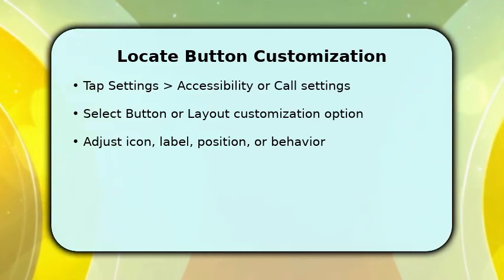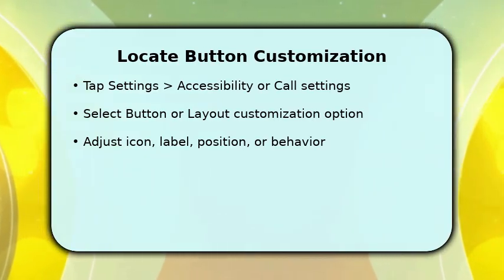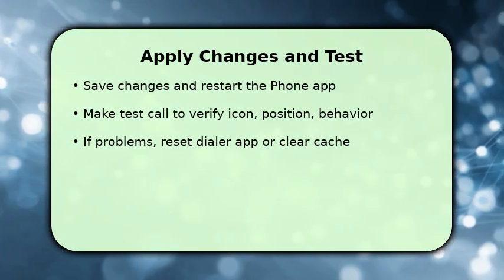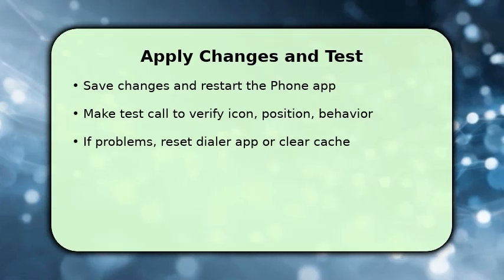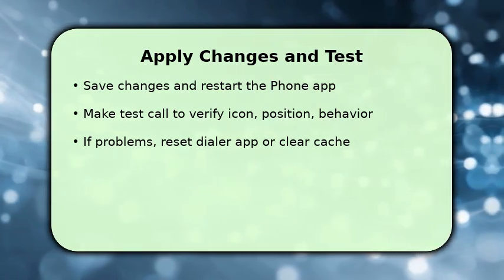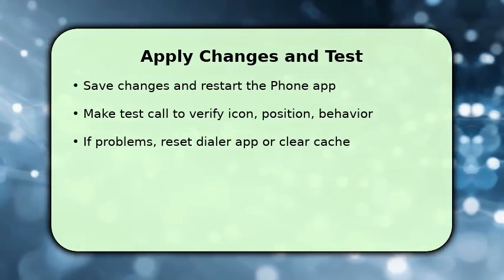Take your time. Finally, apply and save your changes, then fully close and restart the phone app so the UI refreshes. This step ensures new settings load correctly. Make a quick test call to verify the icon, position, and long press behavior work as you intended.